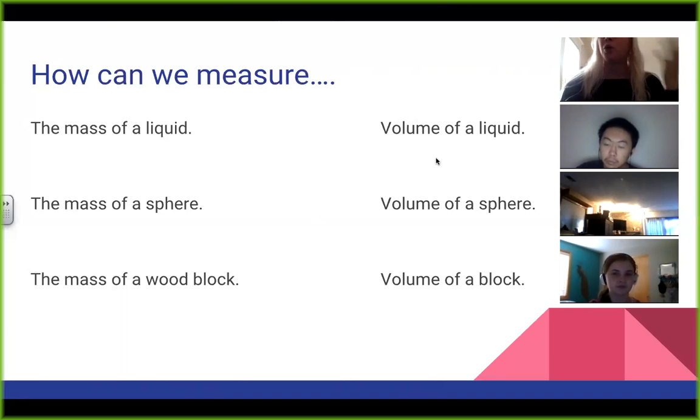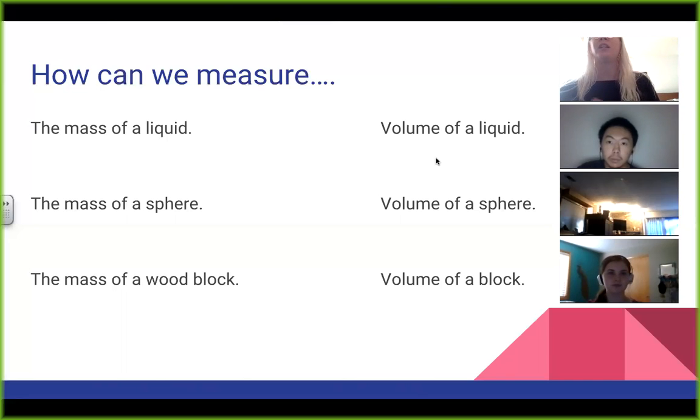Excellent, Jack. Put it in a graduated cylinder, right? So even though finding the mass of a liquid was annoying, finding the volume of a liquid is the easiest, because I'll show you in a second what a graduated cylinder looks like. But we can actually just read the amount of water or liquid in the graduated cylinder, and that's going to tell us the volume in milliliters.